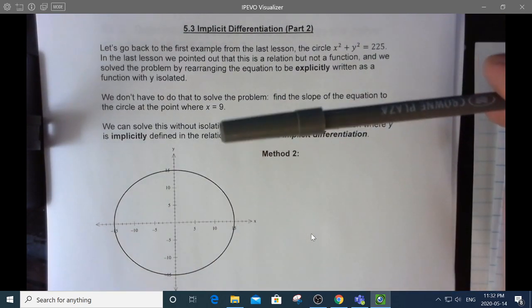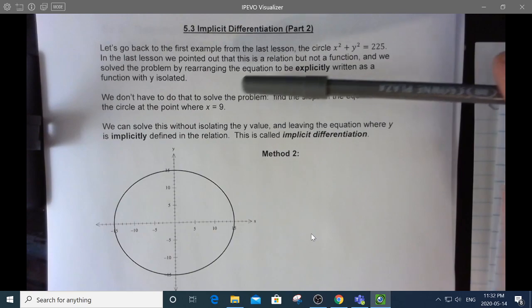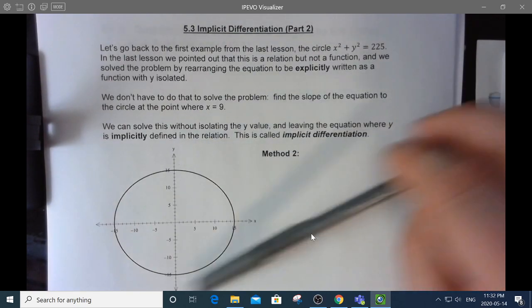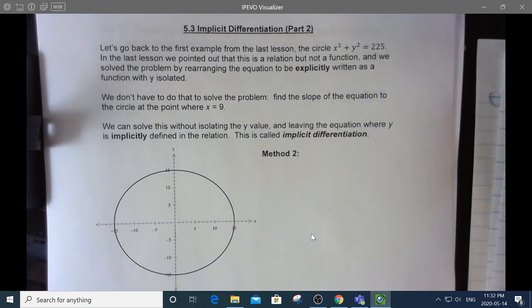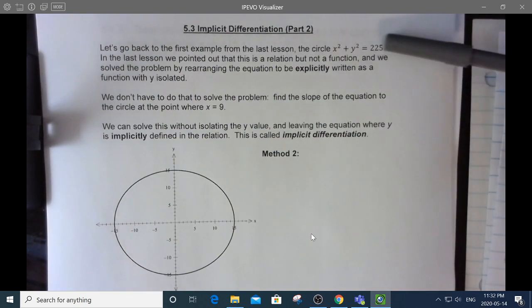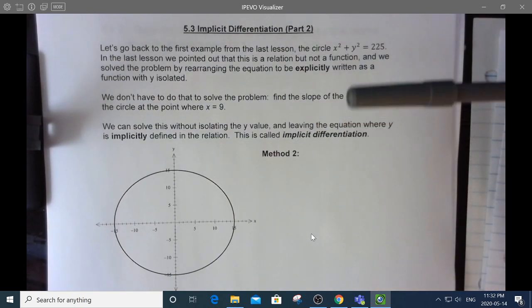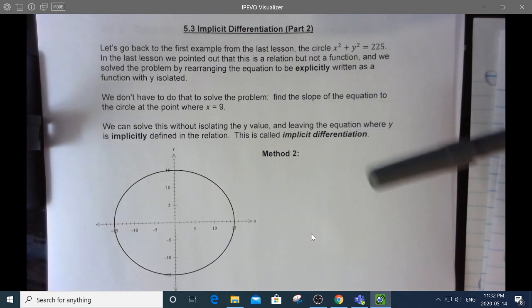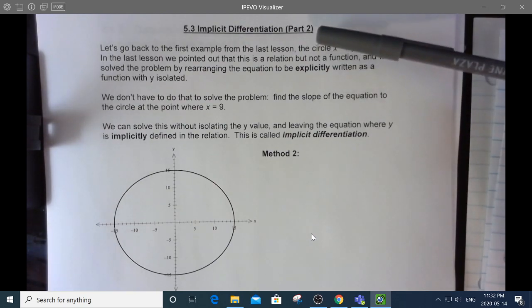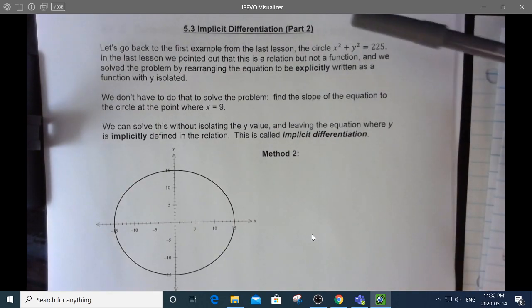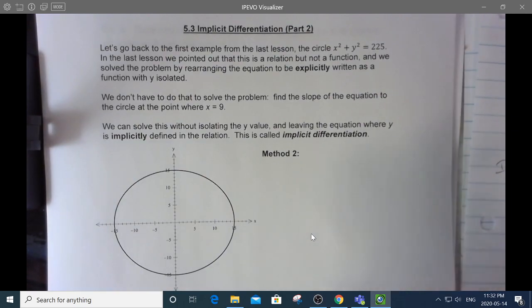We can find the slope of the equation where x is 9 without isolating this equation for the y value. When you leave the equation in this form, you would say that y is implicitly defined by x. It is not explicit because it's not y equals. So this is an implicit relationship, and what we're going to do now to define the derivative of it is called implicit differentiation. So this is method 2.